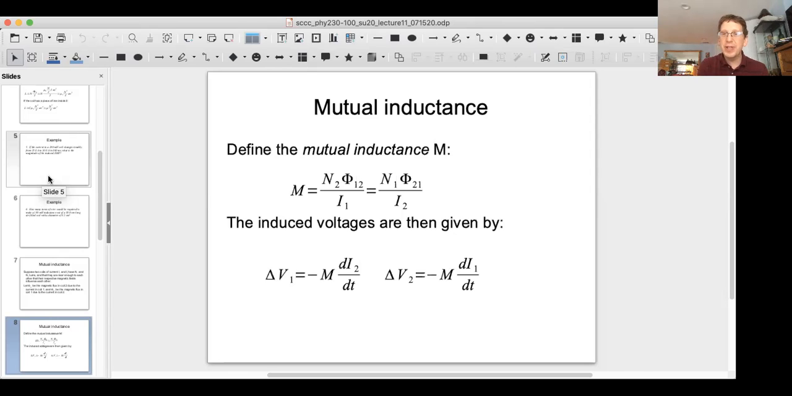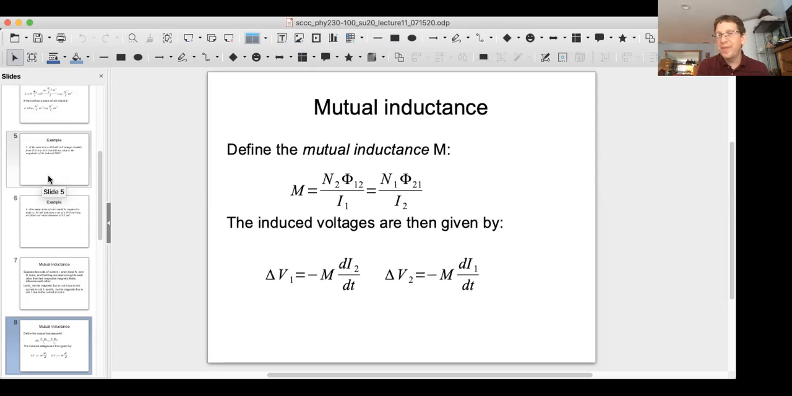And the induced voltages are ΔV1 equal to negative M times dI2 over dt, and ΔV2 equal to negative M times dI1 over dt. And so the change in one influences the other, and that's what mutual inductance is. And the negative sign basically means that you're opposing the change.